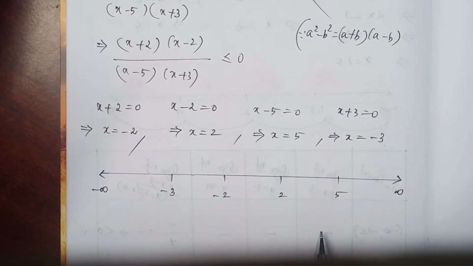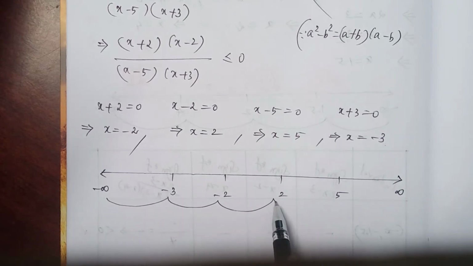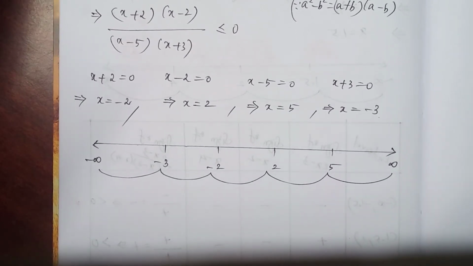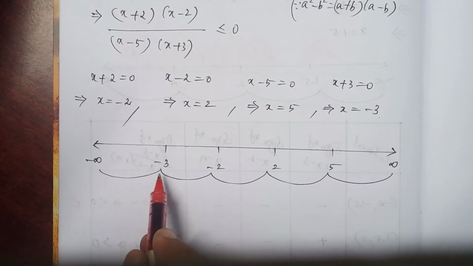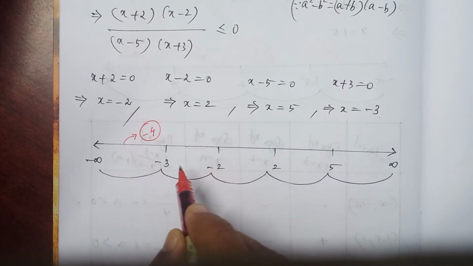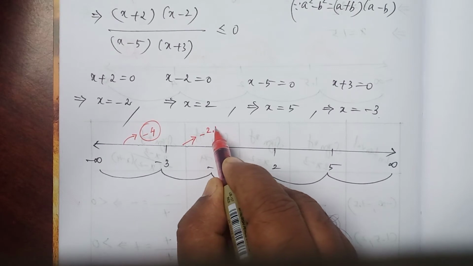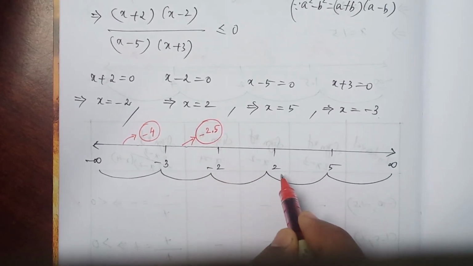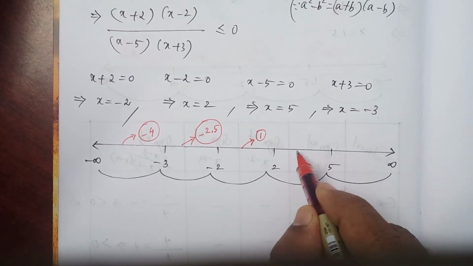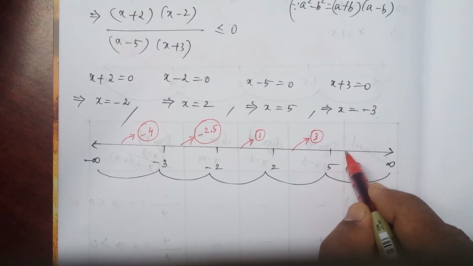These 4 numbers divide the real line into 5 subintervals. First one, second, third, fourth, and fifth. In each and every interval, we can consider one value. In between minus infinity and minus 3, I take minus 4. Between minus 3 and minus 2, I take minus 2.5. In between minus 2 and 2, I take 1. In between 2 and 5, I take 3. In between 5 and infinity, I take 6.